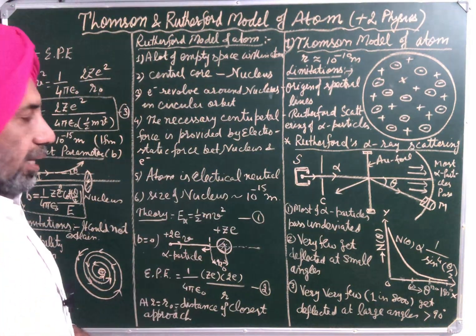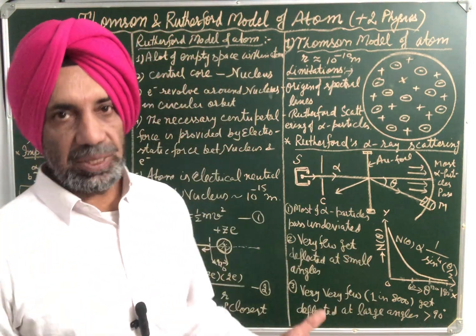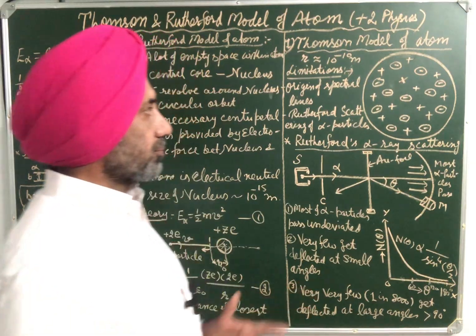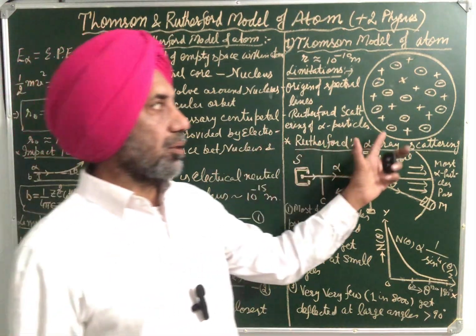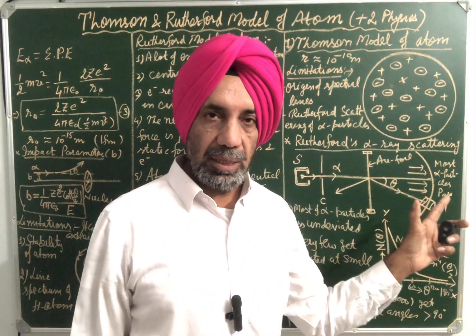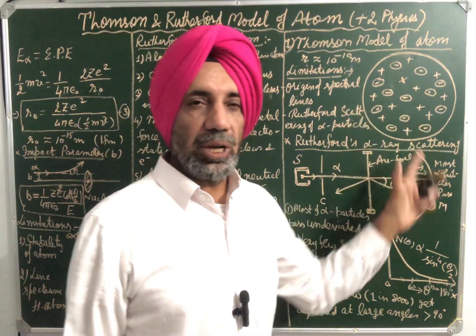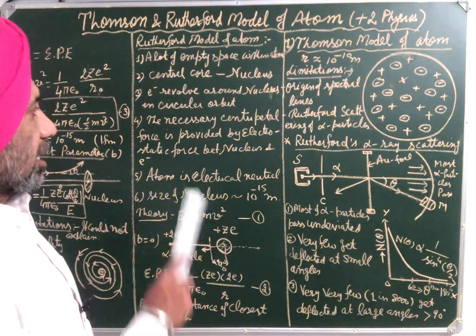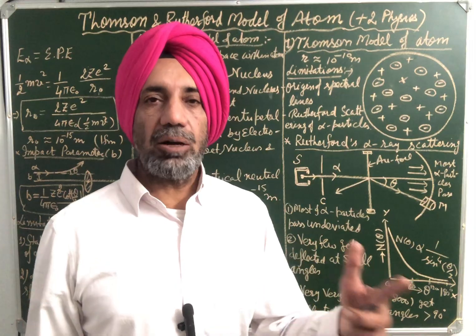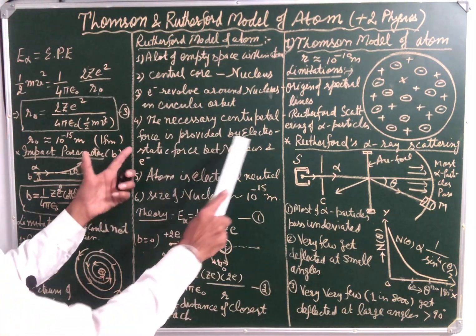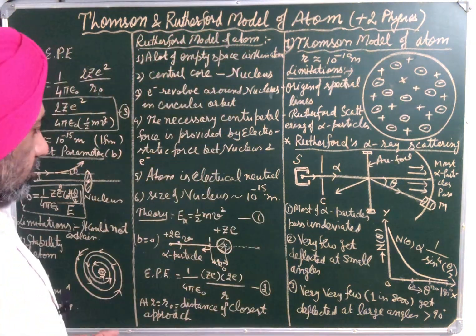Fourth point, the atom is electrically neutral. That is, total negative charge equals total positive charge. It was also said by Thomson that the atom is electrically neutral, whole negative charge equal to whole positive charge. But he said electrons are embedded, just like plums in pudding, electrons are fixed. But Rutherford said electrons are revolving around the nucleus in circular orbits, and the necessary centripetal force is provided by the electrostatic force between the nucleus and the electron.